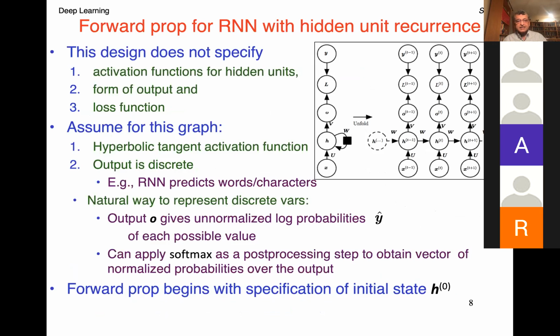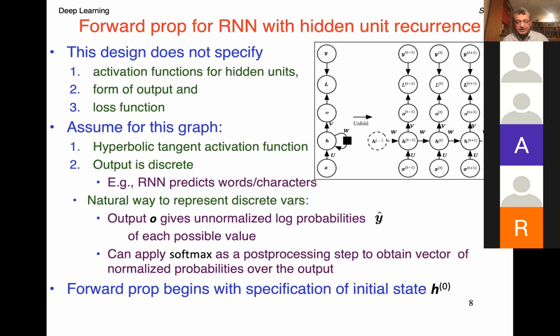All right, now let's see. Forward prop for RNN with hidden unit recurrence. This design does not specify activation functions for hidden units, form of output, or loss function. So you can throw in whatever you want on these things: activation function, form of output, and loss function. Assume for this graph the hyperbolic tangent activation function. We just saw that tanh is called the hyperbolic tangent activation function.